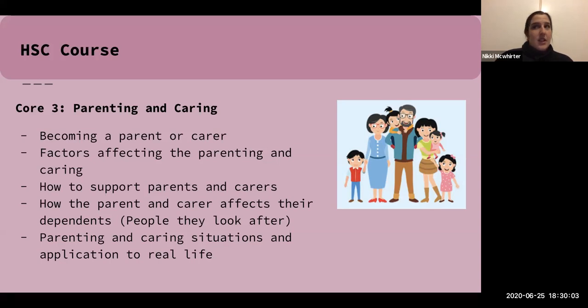So we use celebrities as examples. We use our own family lives as examples. We use up-to-date news as examples. So this topic is very current. It always has up-to-date examples. It's easy to relate to, and it is probably my favorite topic to learn in CAFS.